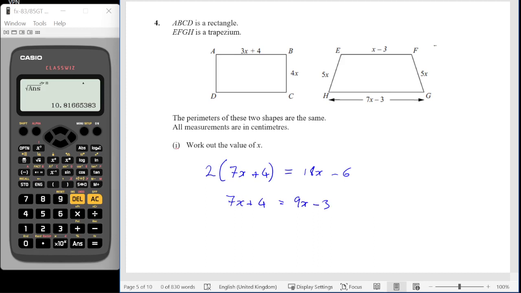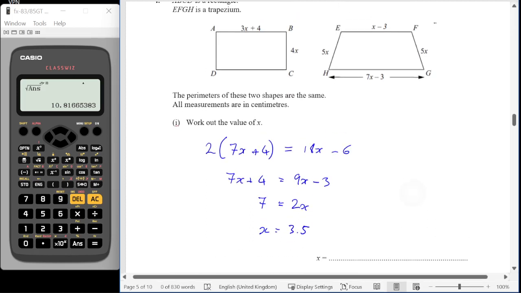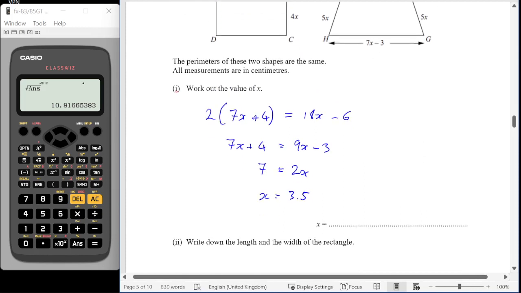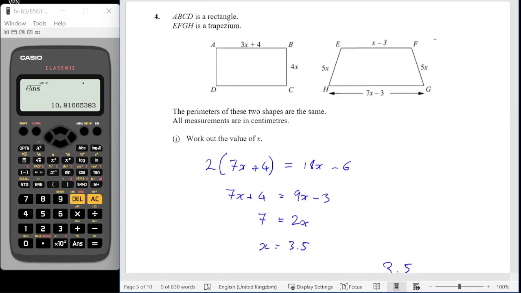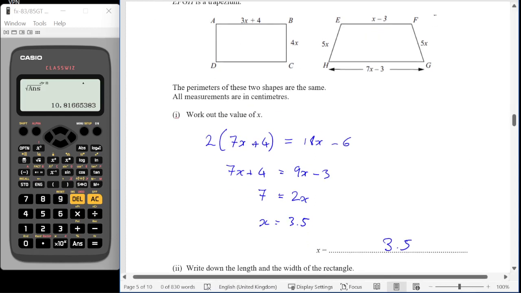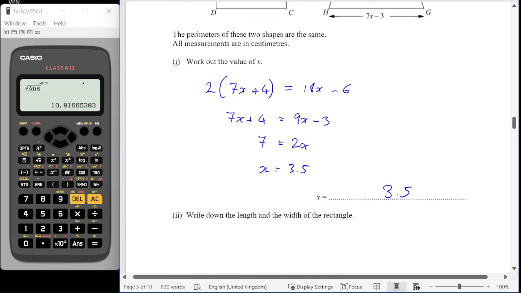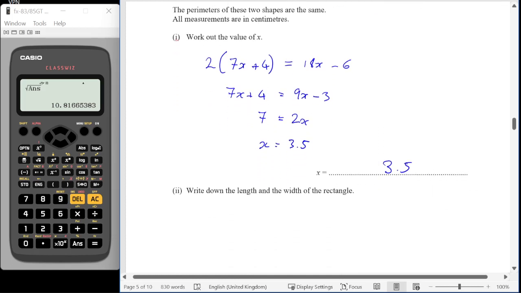So 4 plus 3 is going to be 7. Is going to be equal to 2x, so x is going to be equal to 3.5. And is that all we're asked to work out? Work out the value of x. So I'm going 3.5. And it does say there all measurements are in centimetres, so I don't really need centimetres as my unit because it's implied within the question.